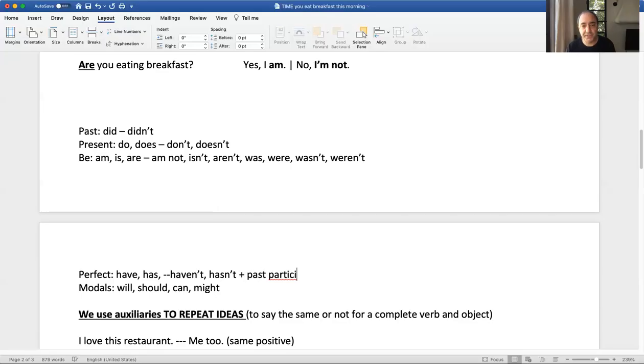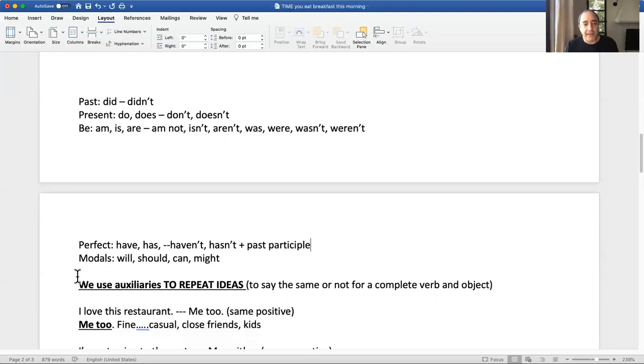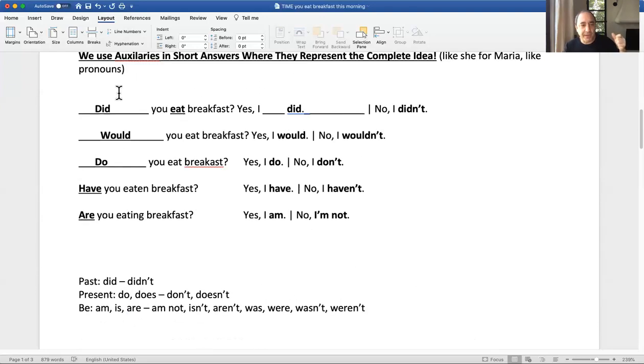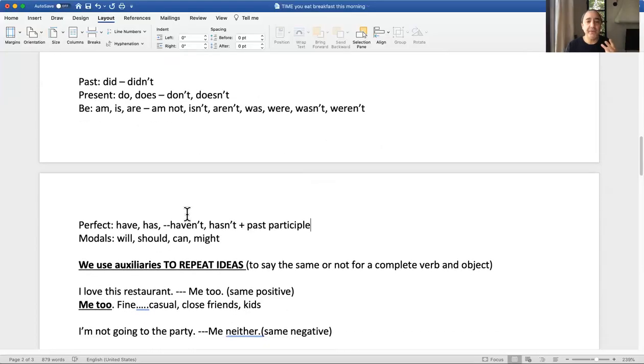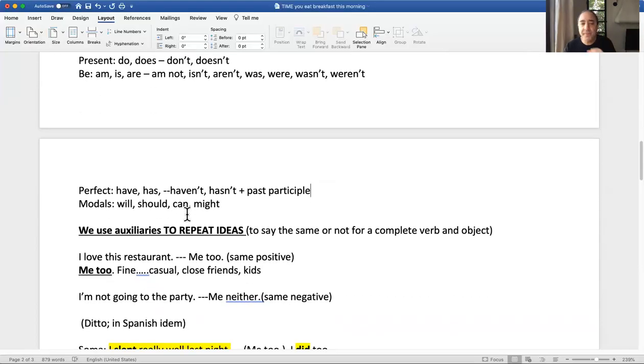The biggest challenge is to see the difference between have as a main verb, like I have kids or she has red hair, and have as an auxiliary before another action. What has she done? She has eaten. She has driven her car. All right, so now we use it for questions, to start a question. We use it for short answers to say yes or no to that complete idea. And the third thing we use them for is to repeat the complete idea, not if anybody made a question at all, to say the same or not for a complete verb and object.